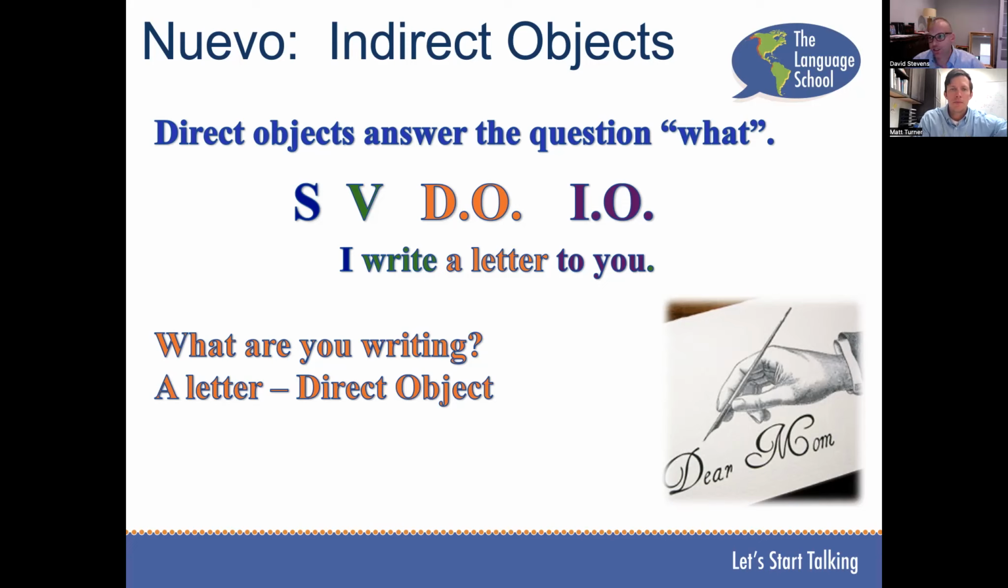So when you ask that question with the word what, you get what's called the direct object. The direct object directly receives the action of the verb, right? Remember, a verb is an action, an activity or an action. The subject is the person that does the action. The direct object directly receives the action. Does that make sense so far?